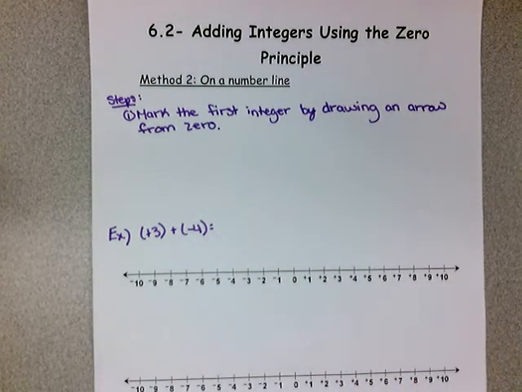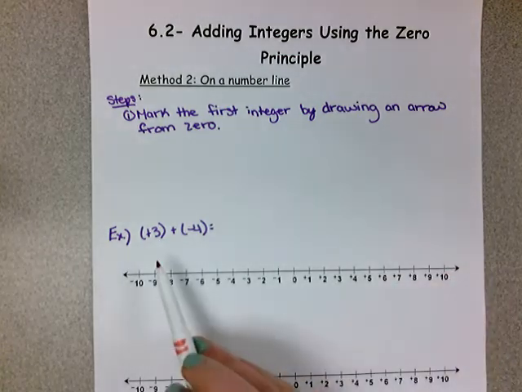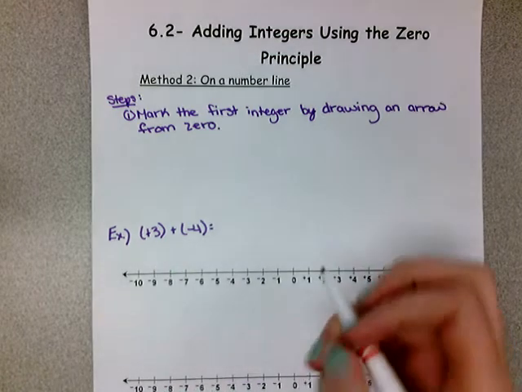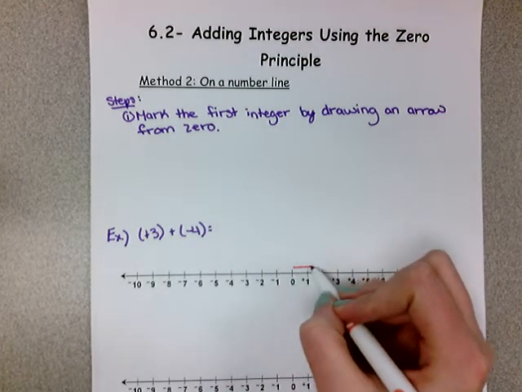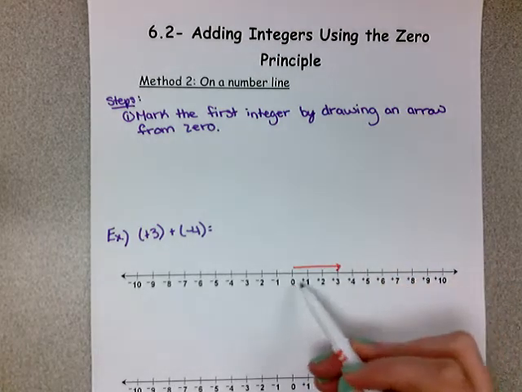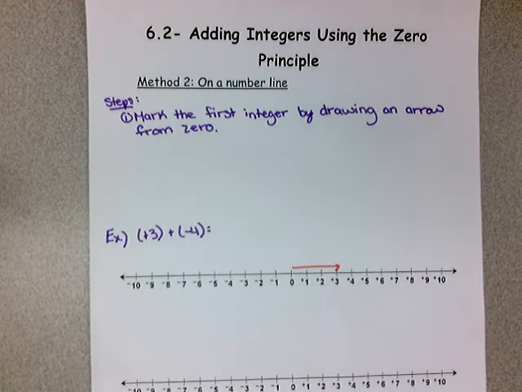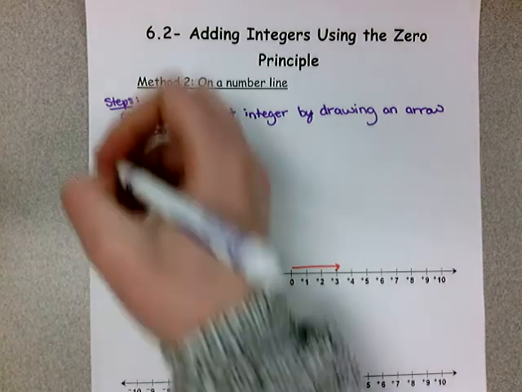So what I mean by that, and I'm going to use my colors again today, red for positive, blue for negative. Since our first integer is positive 3, we're going to start at 0 and draw our arrow 3 jumps or 3 integers to the right. So we end up at positive 3 there. Then from there, we're going to draw an arrow to represent the second integer. So in this case, we're going to be going backwards because we have a negative integer next.